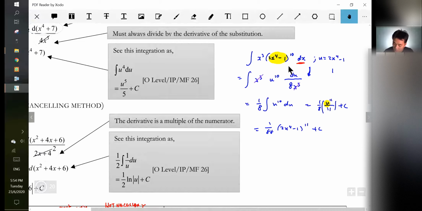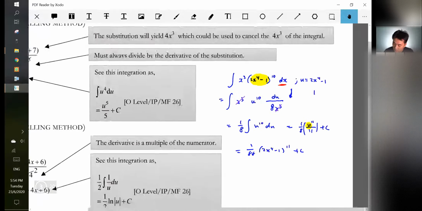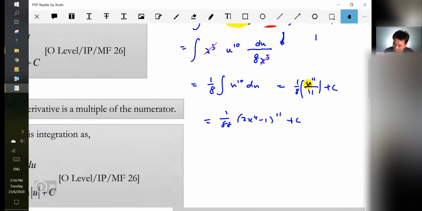Okay, so that's why we use the method of substitution. Okay, so you try first. Okay, so the reason why you can't integrate this straight is that basically you need to differentiate this.